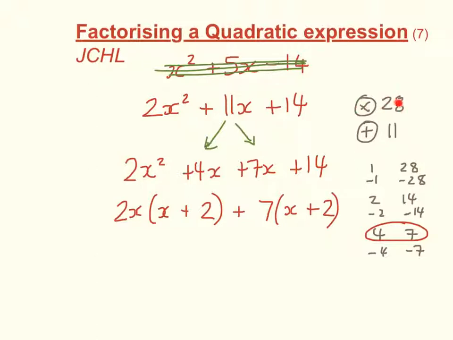Now, because we went through the guide number process to get the 4 and the 7 and split up the 11x into 4x and 7x, we've been able to factorise the first two terms and the last two terms and get something whereby x plus 2 is a common factor. x plus 2 is a factor of this, and x plus 2 is a factor of this. So x plus 2 is a common factor, and we have 2x plus 7 to complete the factorisation process. Now I've gone through that fairly quickly, but I've assumed that you've watched the previous videos.